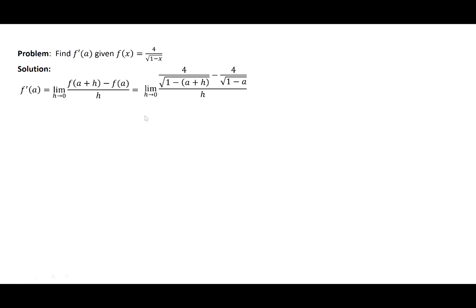So how do we evaluate this limit? If we plug h equal to 0, then we get 4 over square root of 1 minus a minus 4 over square root of 1 minus a, that is 0 over 0. 0 over 0 is an indeterminate form. So we have to do something to this. So what I did is I first subtracted the fractions.